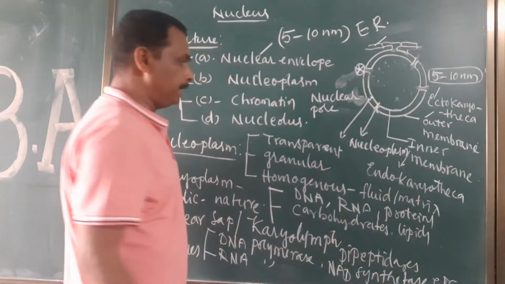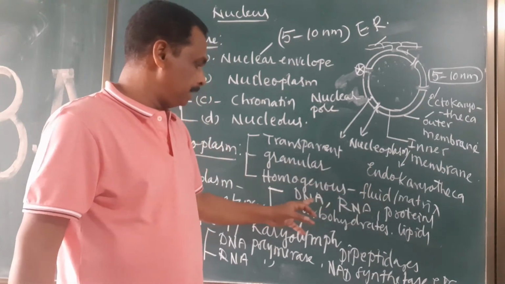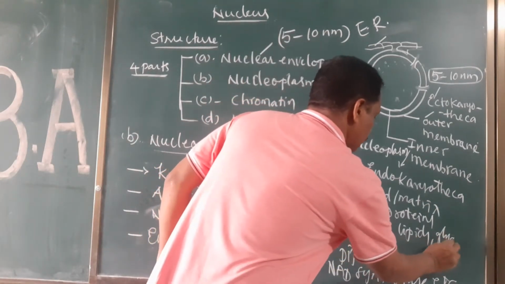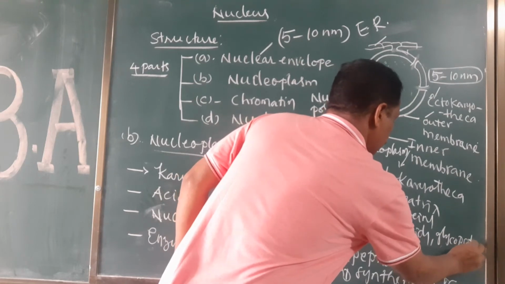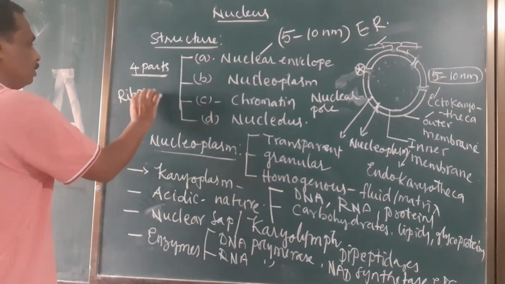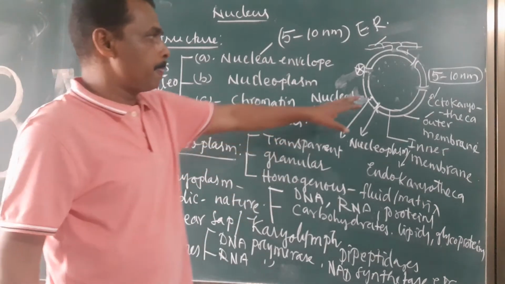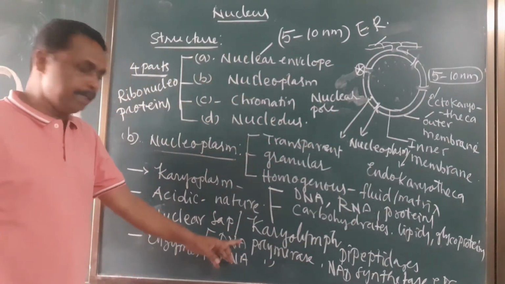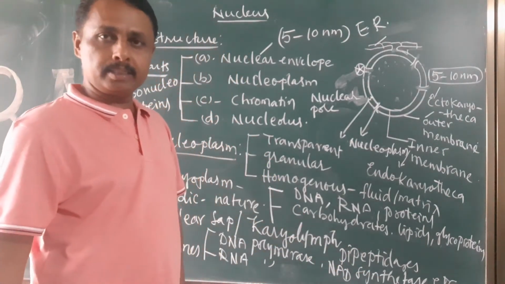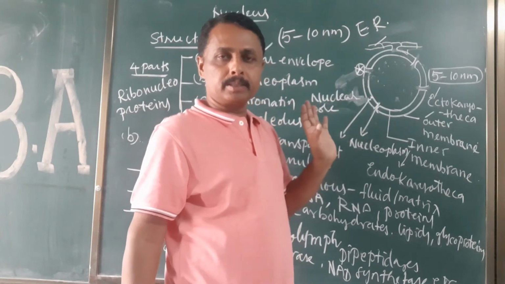Along with these, what other materials are present in the matrix of the nucleus? Materials like DNA, RNA, proteins, carbohydrates, lipids, glycoproteins, and ribonucleoproteins are also present in the matrix of this nucleus. Apart from this, there are enzymes like DNA polymerase, RNA polymerase, DNA synthetase, and peptidases, etc. These are all present in the matrix of the nucleus.